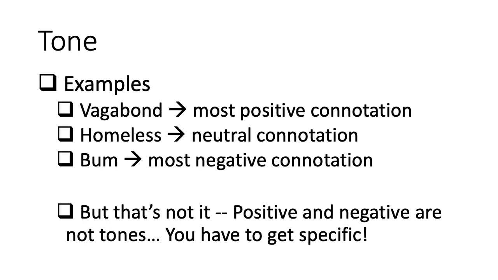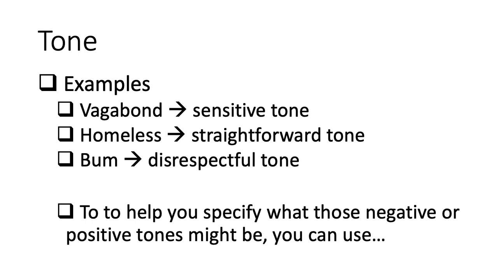So to return to our examples, the tone for vagabond would be a more positive connotation, as we talked about. Homeless would be a neutral connotation, and a bum would be a negative connotation. However, you can't just say positive, negative, and neutral, because that doesn't give us enough information. And so what we need to do is get specific. Vagabond would be a more sensitive tone to use toward that subject matter, a more sensitive attitude. Homeless would be a more straightforward one, just saying it how it is. And bum would be a very disrespectful tone. And so you need to really push through beyond good, bad, positive, negative towards those more specific descriptions of what the exact tone or attitude is.